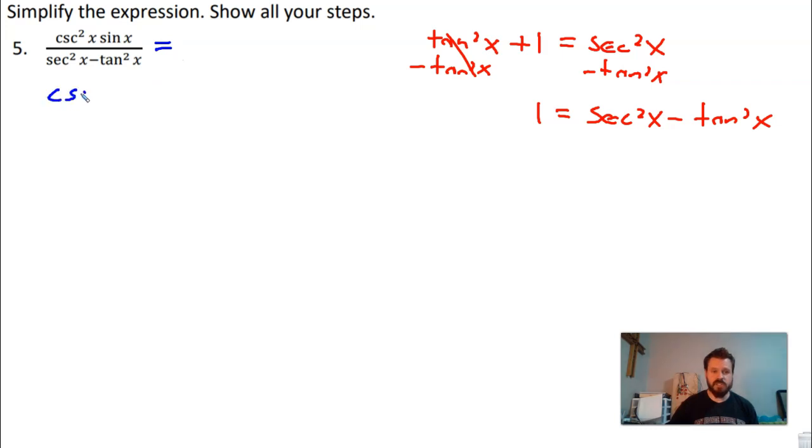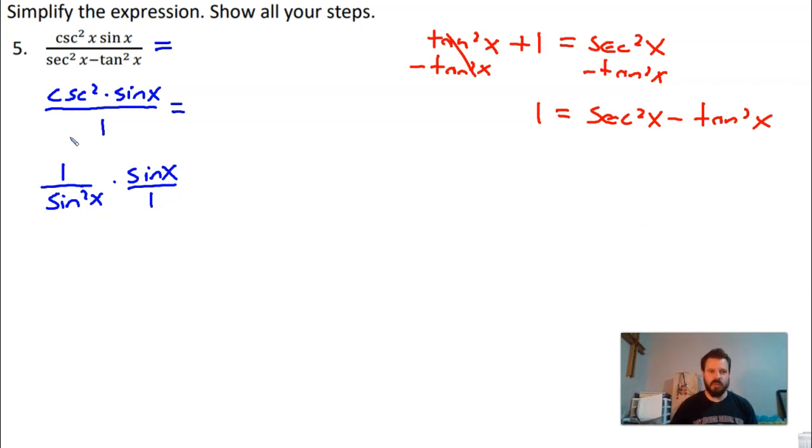So I can say I have my cosecant squared times sine x over just the 1. And from there we can just switch the sines and cosines. Cosecant squared is 1 over sine squared x times sine, which is sine of x over 1. We'll forget about this 1 in the denominator. It's not doing anything for us. Okay, this squared part of the sine on the bottom will cancel with the sine on top, which will leave us with just a 1 over sine x, which we can call just a cosecant x.